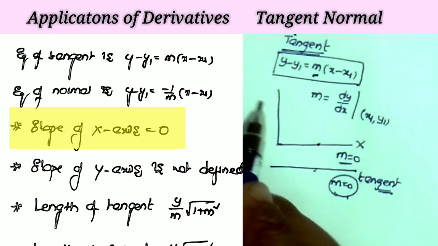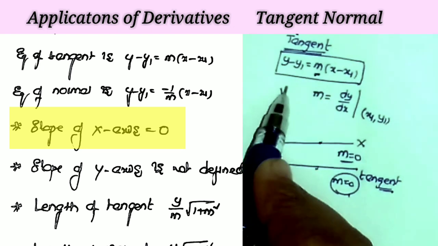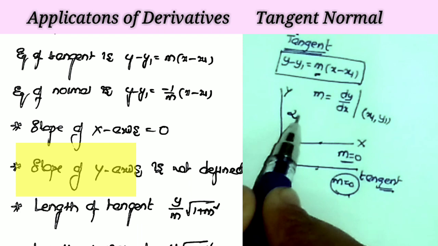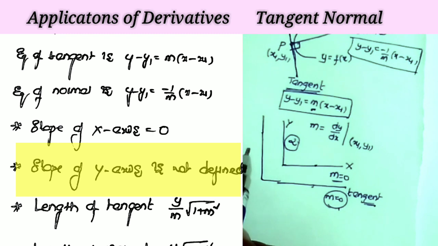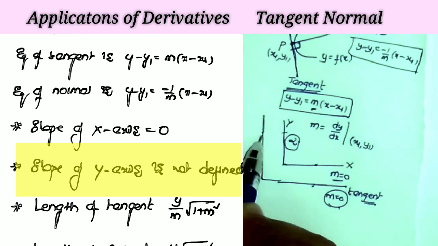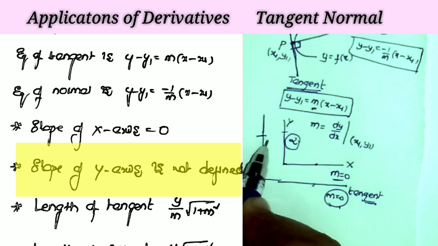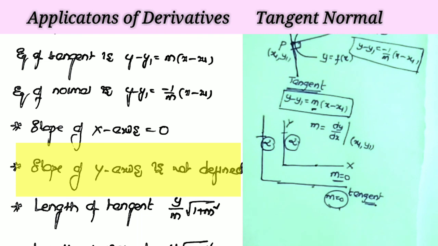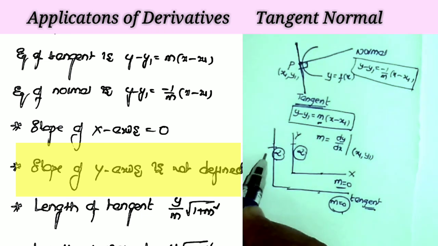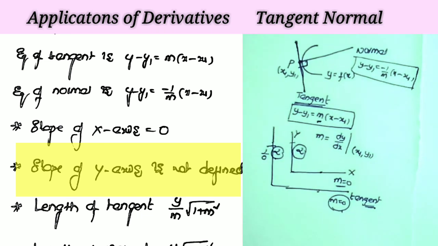And what is the slope of the y-axis? Already we know that the slope of the y-axis is infinite, not defined. If we have the data that the tangent is parallel to the y-axis, then the slopes of these two lines are equal. That is, here we take the slope of the tangent as infinite. In the problems we use this value as 1 by 0.